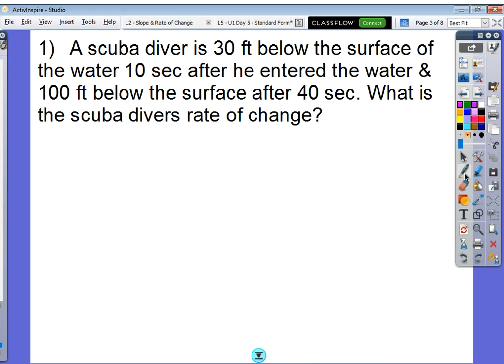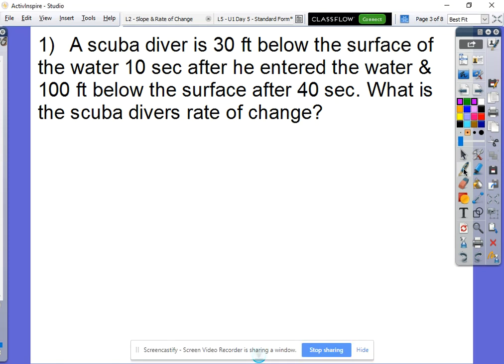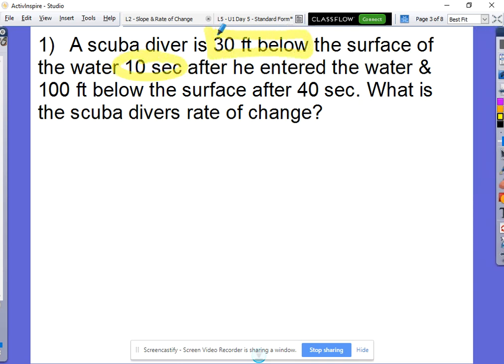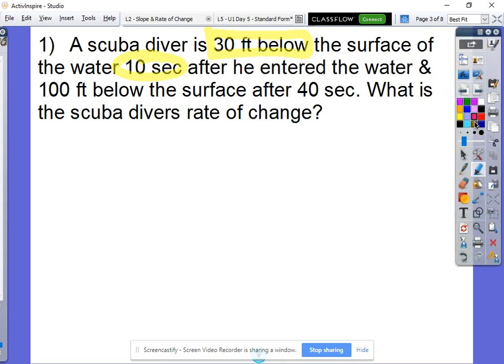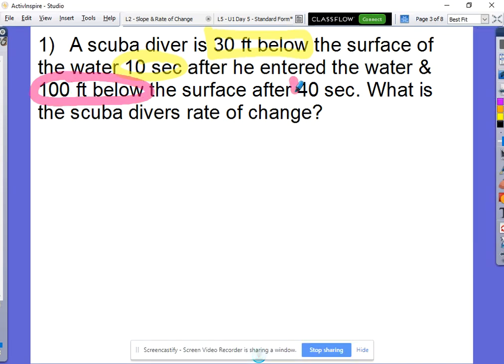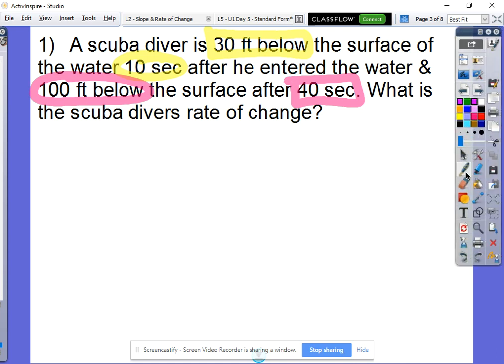So first things first, we have a scuba diver, and he's 30 feet below the surface of the water 10 seconds after he got in, after he entered. So I'm going to highlight those things. That's really important. So after 10 seconds, he is 30 feet below the water. Next, he keeps swimming, and then he's 100 feet below the water after 40 seconds. Okay, after 40 seconds.